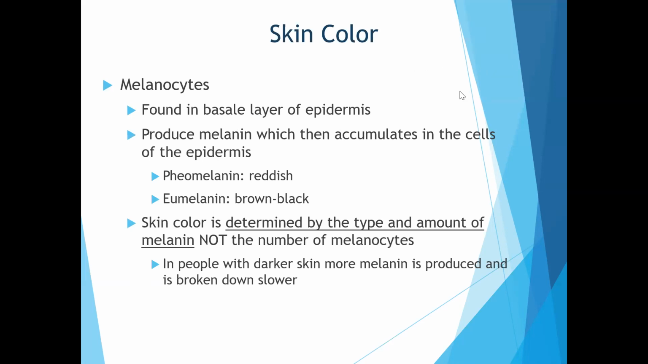And then this part is definitely important. Skin color is determined by the type and amount of melanin, not the number of melanocytes. So in general, everybody has relatively the same amount of melanocytes. What varies is that some people produce a lot more melanin, and in some people, the melanin is metabolized slower, so it builds up more over time.